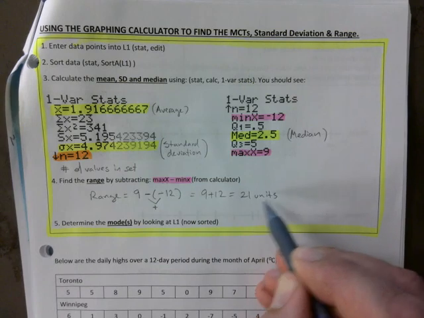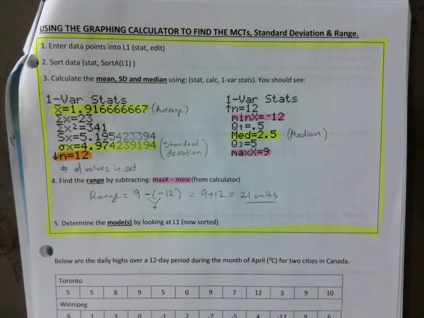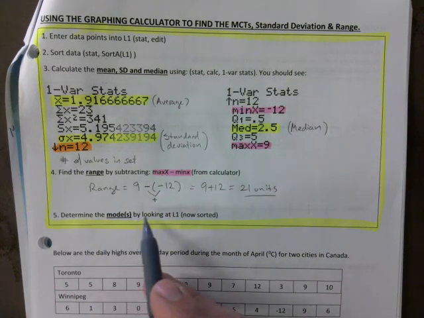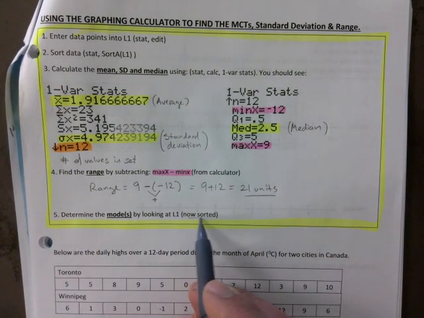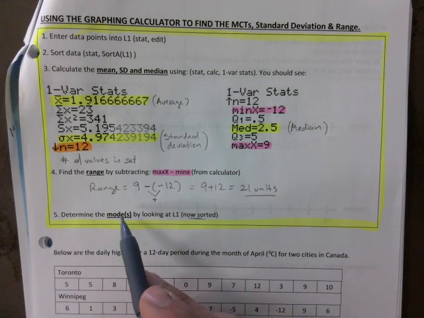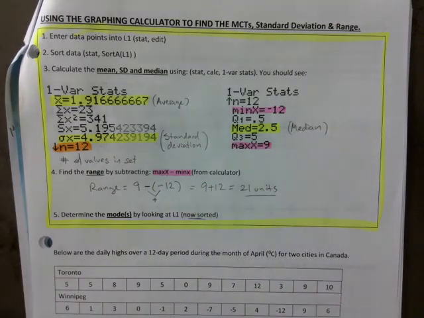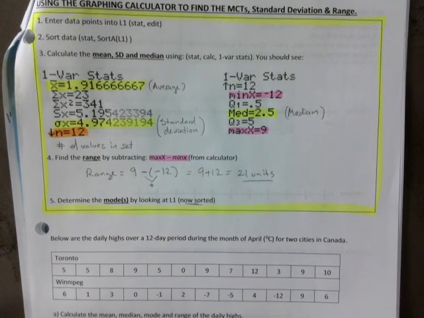We have no idea what these units are. Is it degrees Celsius? What is it? We don't know. Right now, we're just going to put units down. Okay. Determine the mode by looking at L1, which is now sorted. I'll show you how to do that. So you're just going to have to look for it. The calculator doesn't give you that right up front. So let's give this a try. That's why I put the chart right underneath this.